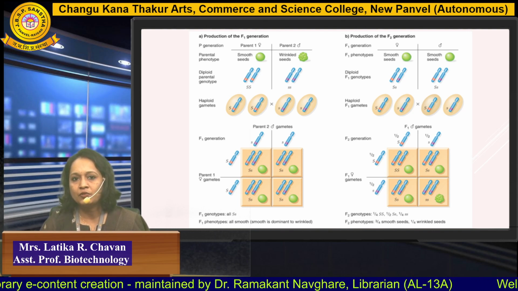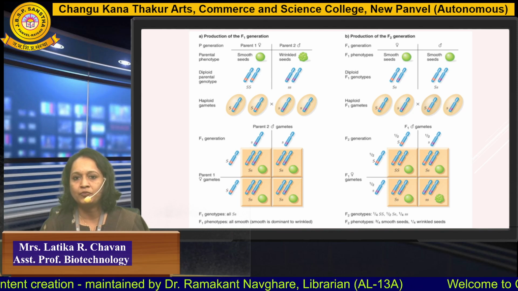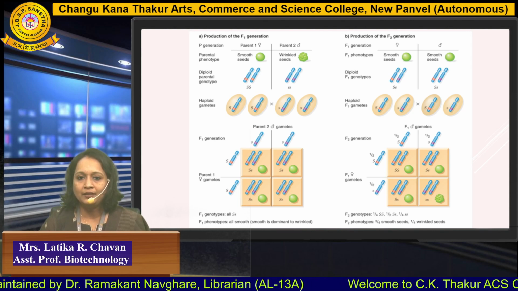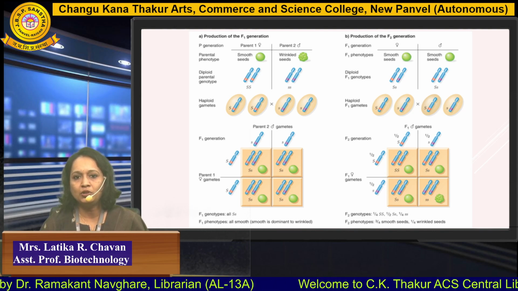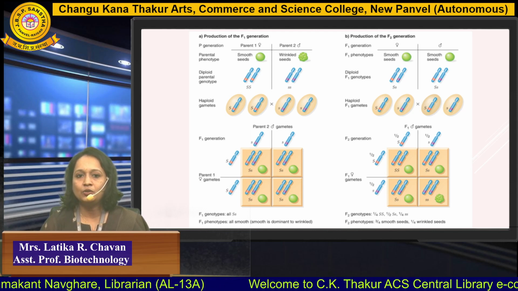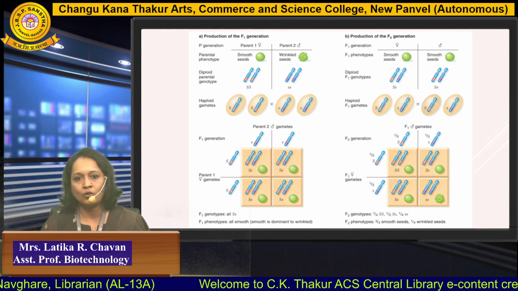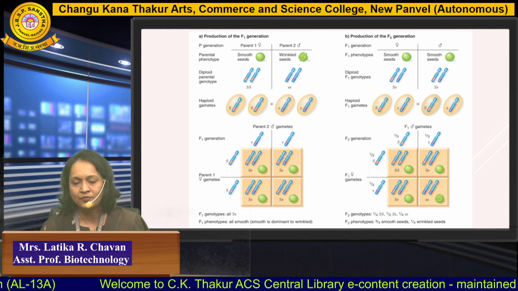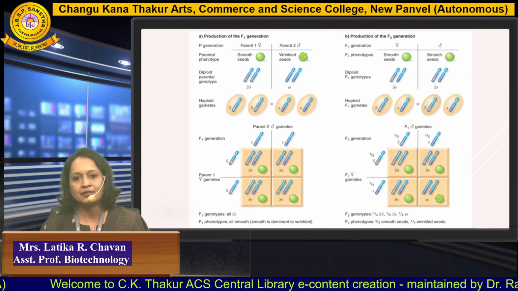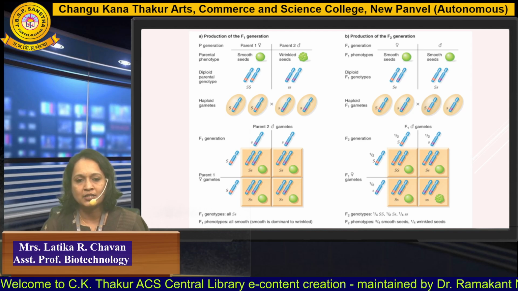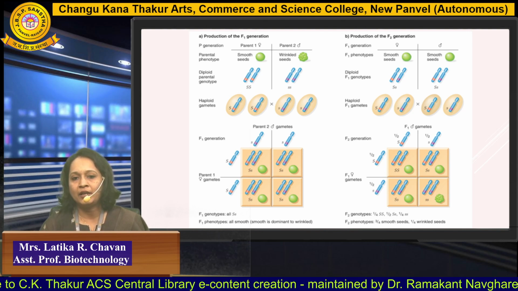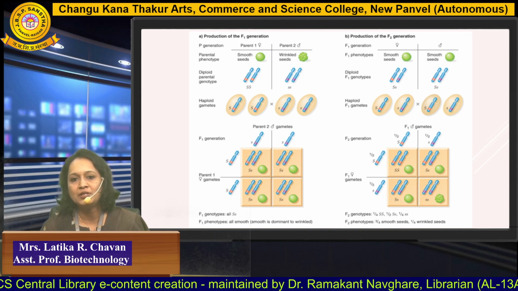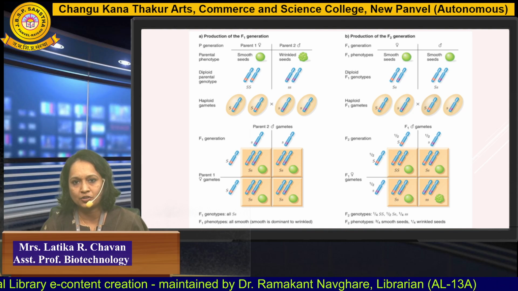In the first cross, what is shown is a parental phenotype having a smooth seed crossed with a wrinkled seed. The diploid parental phenotype is smooth versus wrinkled. The genotype is capital S capital S, as you already know, a homozygous dominant condition crossed with a homozygous recessive condition. The haploid gametes are capital S and small s. The Punnett square will tell you how the 100% smooth seeds will appear in the next generation.